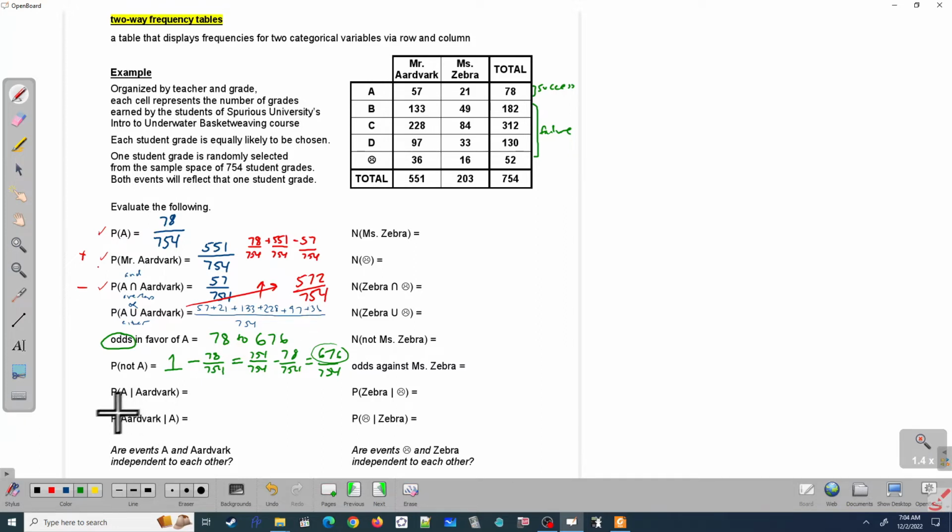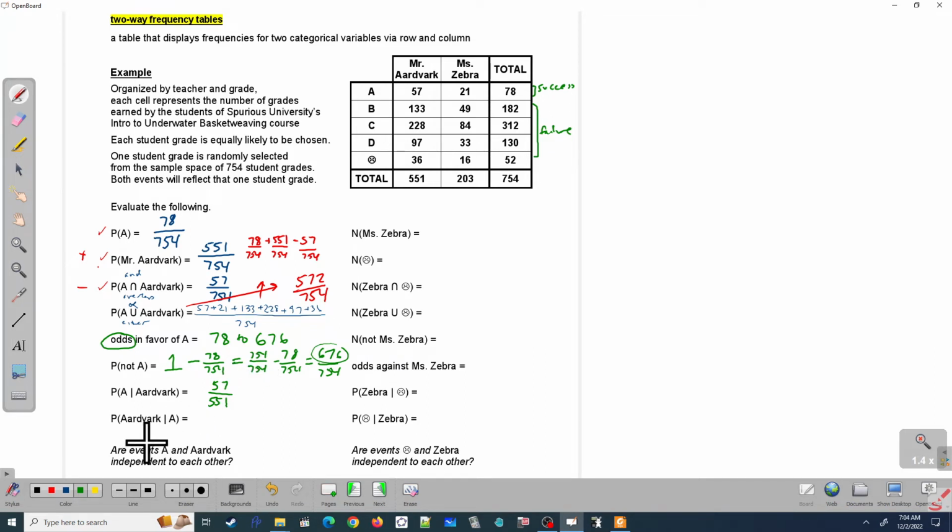So now we've come across some conditional probabilities, and you'll notice that we have the A first, followed by Aardvark, and we have the Aardvark followed by A. So what I need to understand is Mr. Aardvark is known. Mr. Aardvark had 551 students. I just need to know how many of those got A's, and that would be 57.